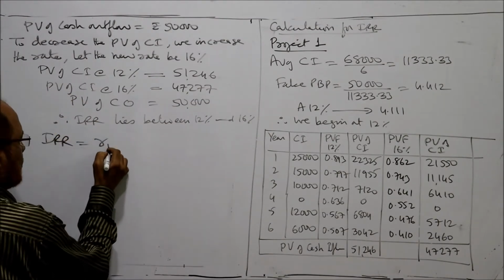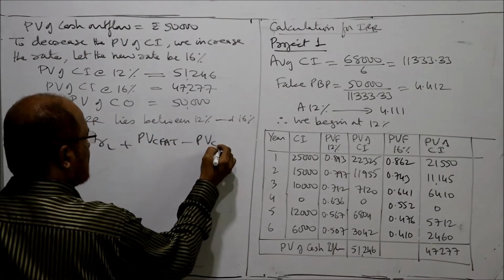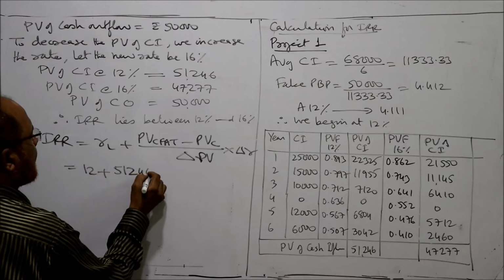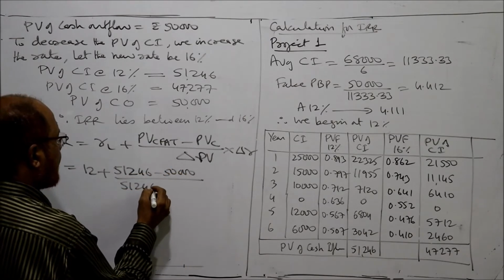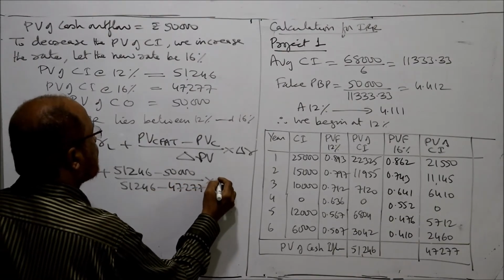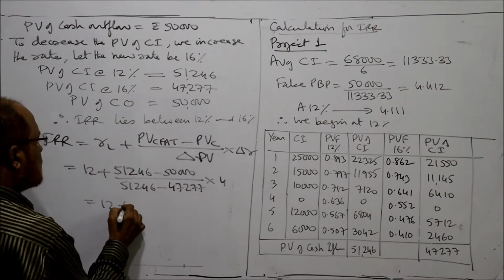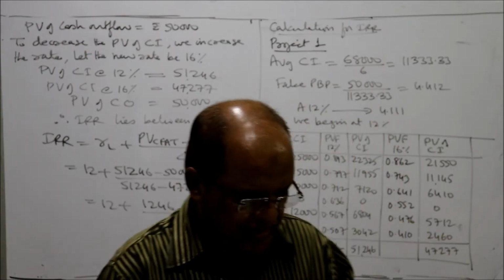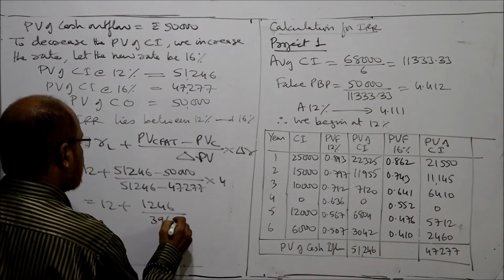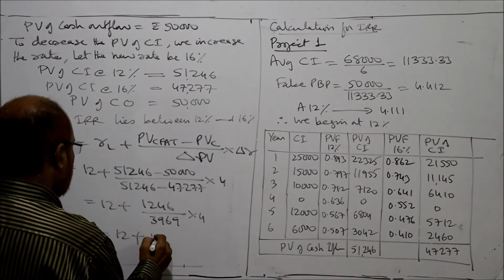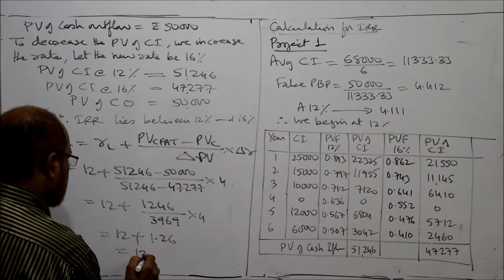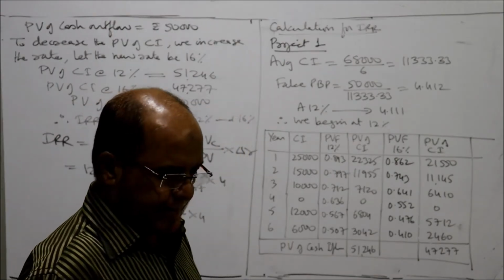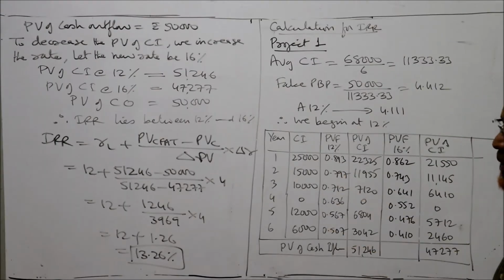So IRR is equal to RL plus PVCF at RL minus PVCO, divided by delta PV. Difference is 4. 12 plus 1,246 divided by 3,969. 12 plus 1.26. So it will be 13.26%. So we got the IRR 13.26. 13.26 is the IRR for project 1.